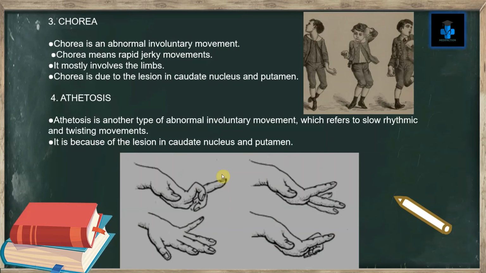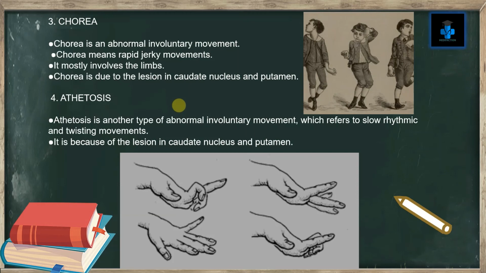Chorea. Chorea is an abnormal involuntary movement. Chorea means rapid jerky movements. It mostly involves the limbs. Chorea is due to lesion in caudate nucleus and putamen.